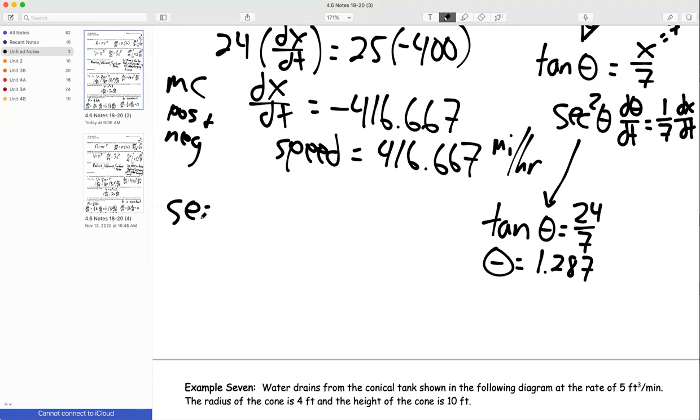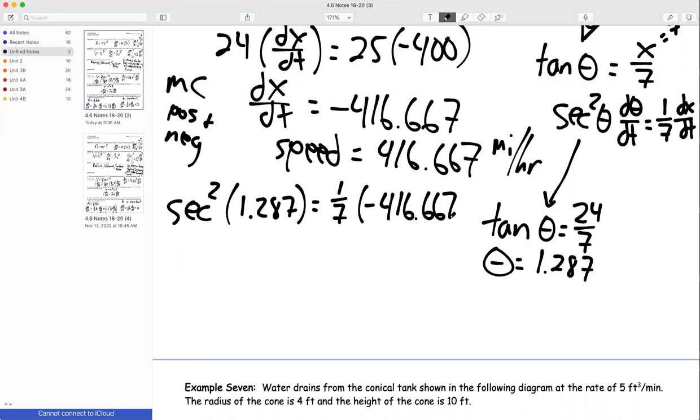All right, so let's write down what I know here. I have secant squared of theta, and theta is 1.287. And that's equal to 1 over 7 dx/dt, and dx/dt is negative 416.667. And so, oh, I left off. I'm pretty disappointed. Nobody told me. Where's your dθ/dt, Newhouse? That was your cue, Jackson. Shirking your duties there. I've got to have a dθ/dt in there. That's equal to 1 over 7. Now we are in business.